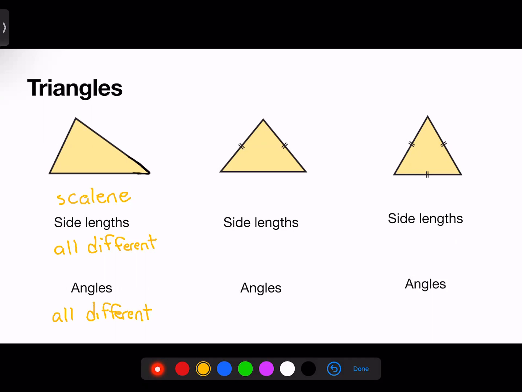The second is an isosceles triangle. It has two side lengths that are the exact same, which are indicated by these marks here. Because these two lines are exact copies of each other, the angles are going to be the same as well.